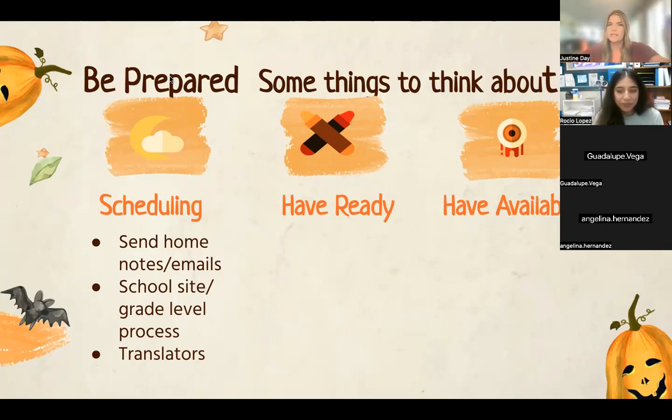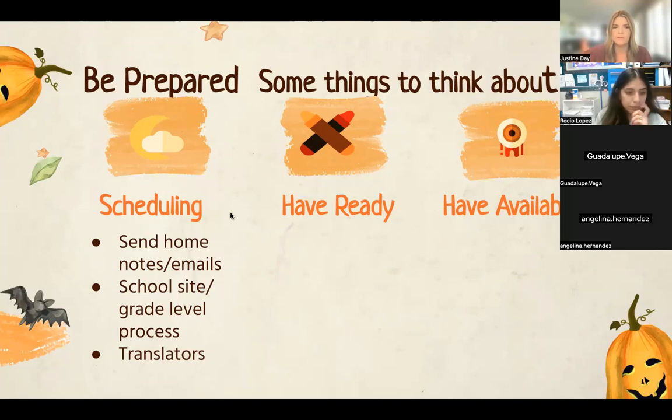Okay, so we're just getting started. The first thing we went over was how to be prepared for conferences. So scheduling is that first piece. And I know that as you guys are all at the same school site, you're all using Sign Up Genius. So your grade level process, your school site process, and then just sending home those reminder notes and emails. Right, so that if a parent forgets, then they have to reschedule, and that may mess up your schedule. So that will help. And then do you know, Angie, if you'll need any translators or anything like that? No, I'm good. Okay, perfect.